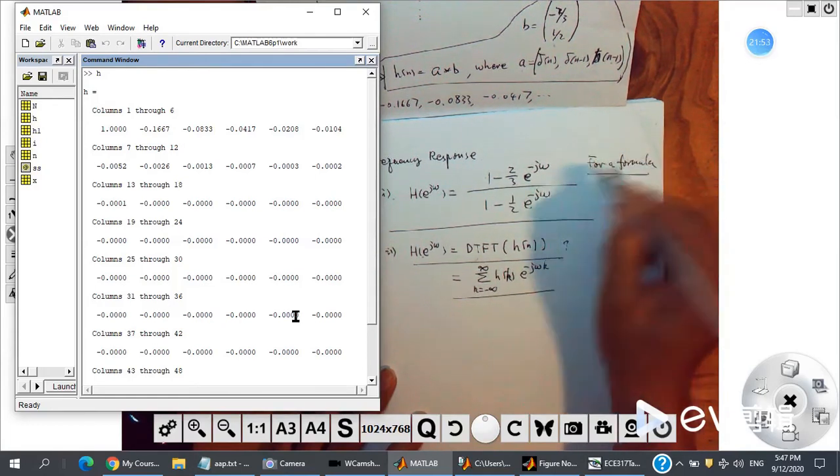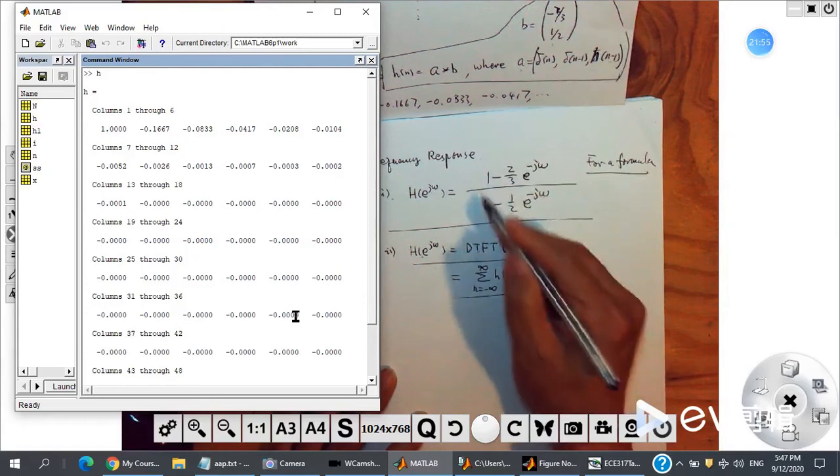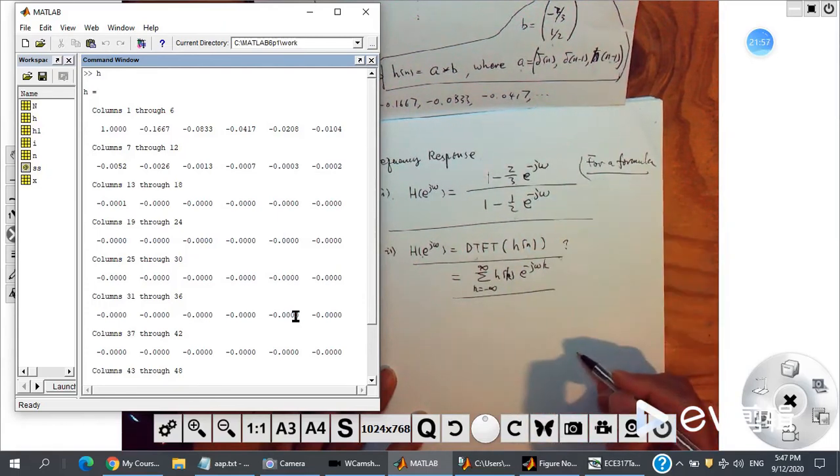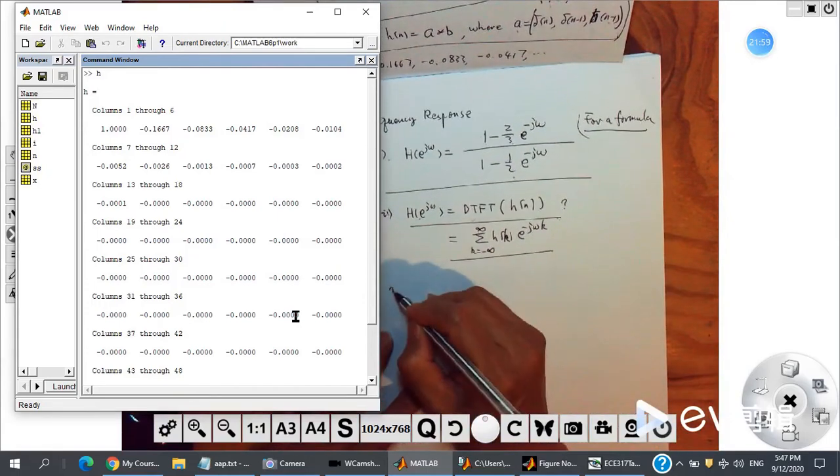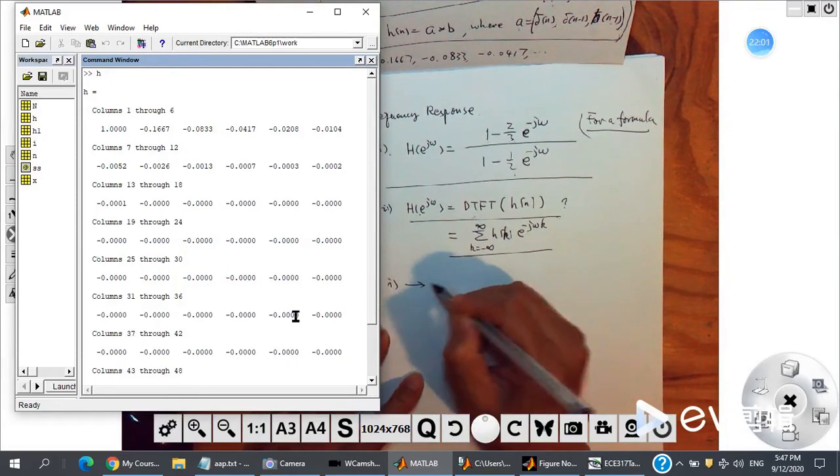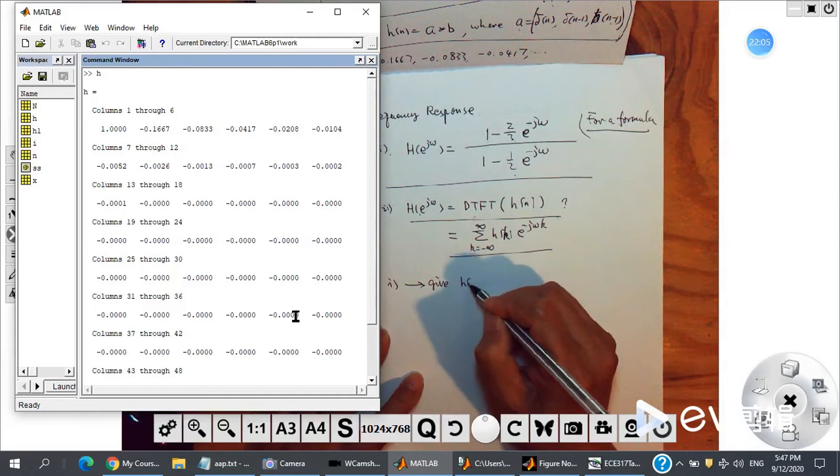Actually, you already have the formula. Okay? This is the formula. This is the formula. And then we give h of n in formula.